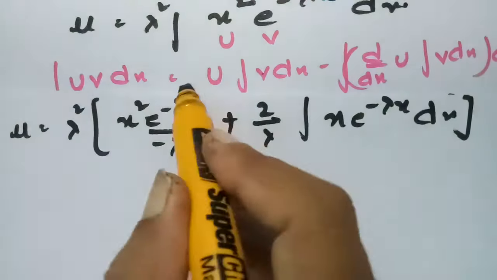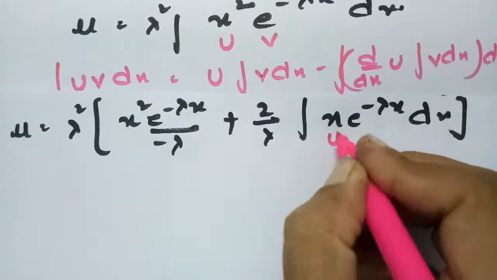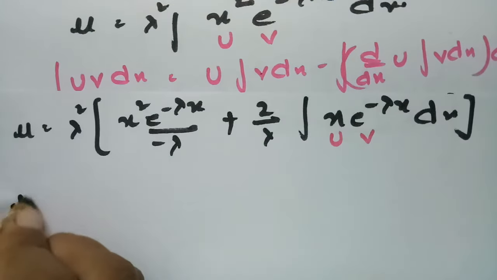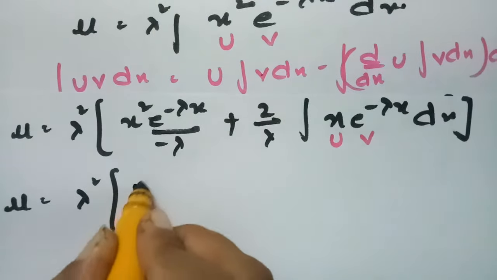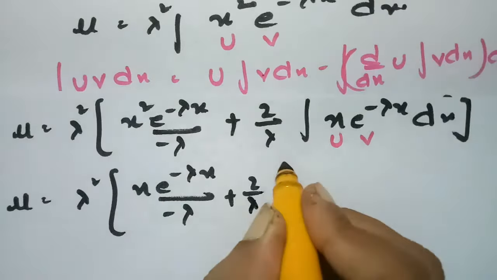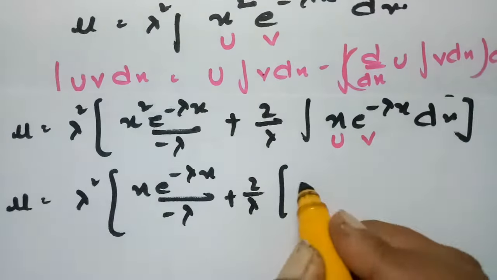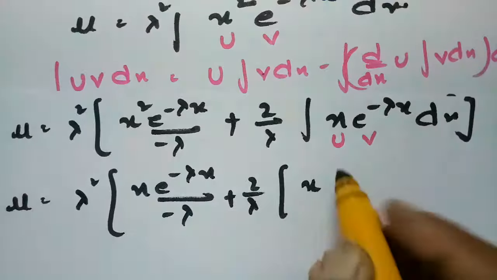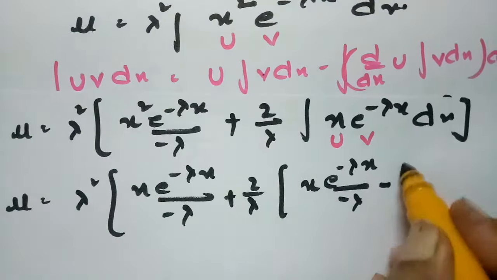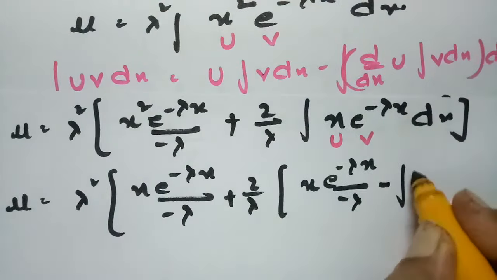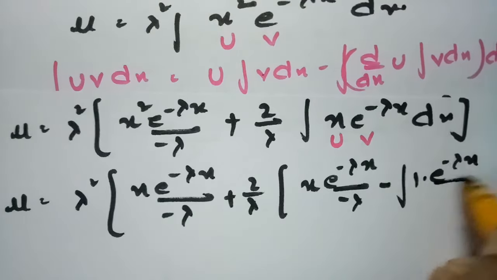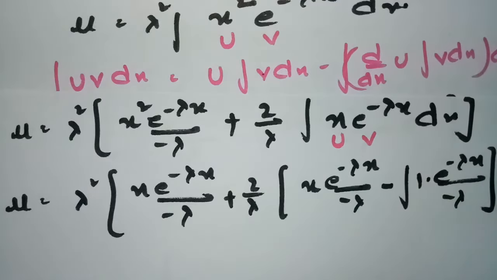Again I'm using this formula. So this will be u and this will be v. And see, if I apply the integration by parts, x e power minus lambda x by minus lambda, this is 2 by lambda. So u we have to leave as it is. V we have to integrate, that is e power minus lambda x by minus lambda. Minus integral, u we have to make a derivative, for x this is 1. V we have to make an integration, e power minus lambda x by minus lambda into dx.